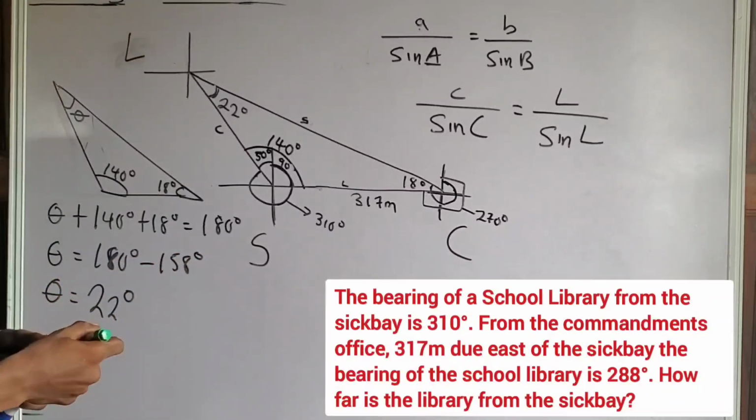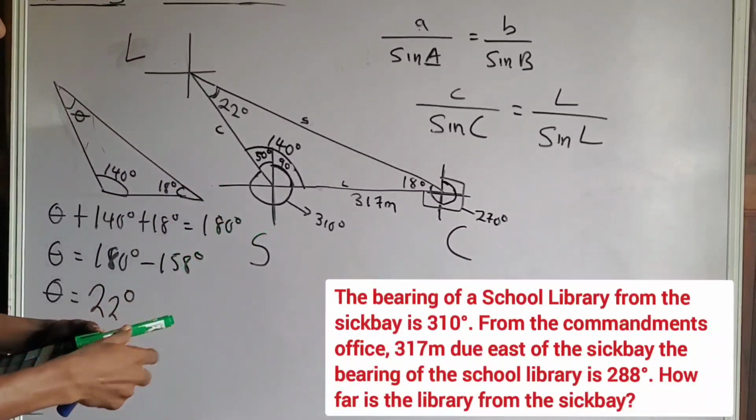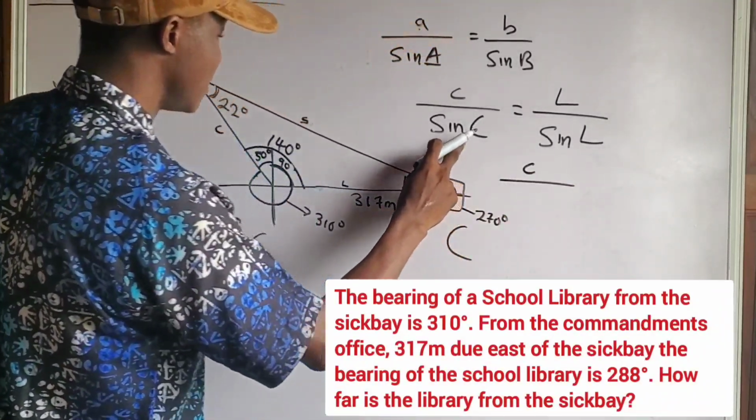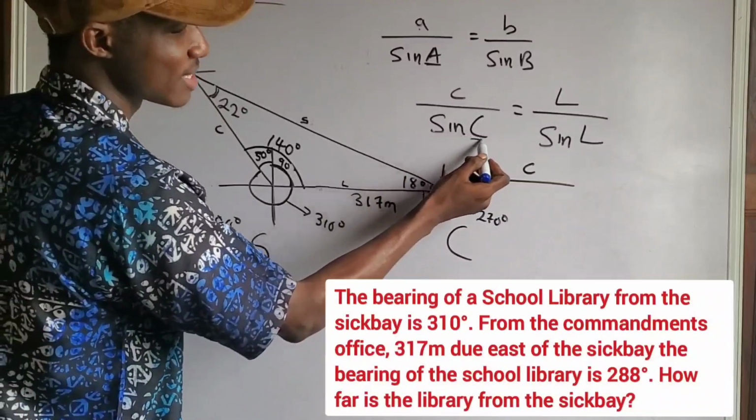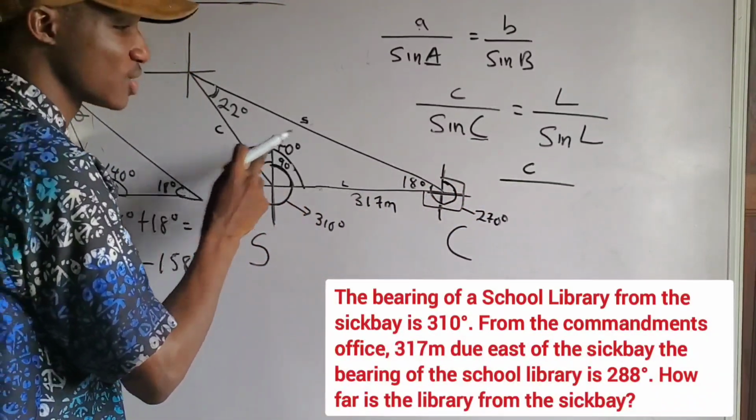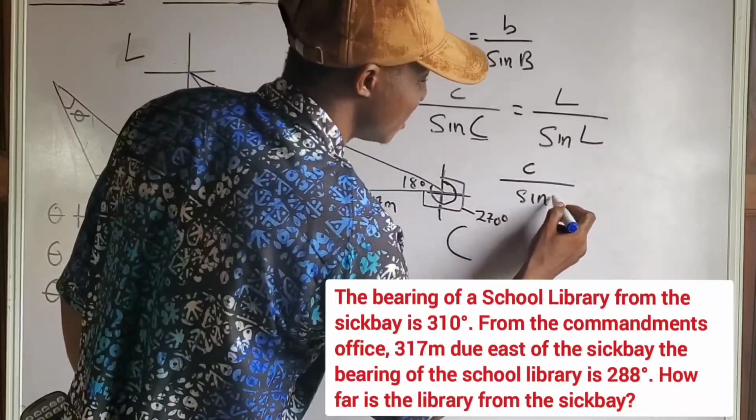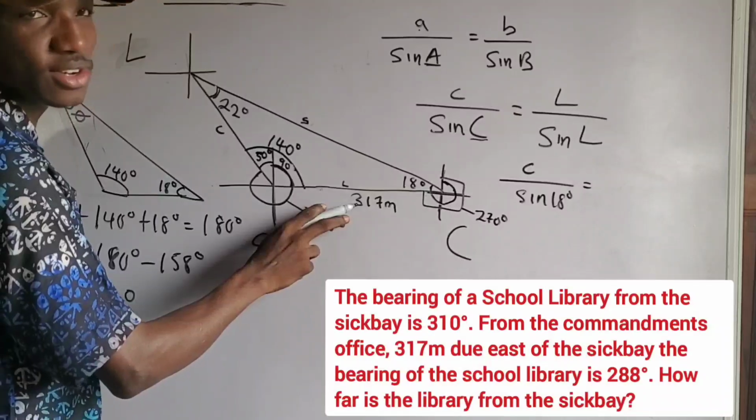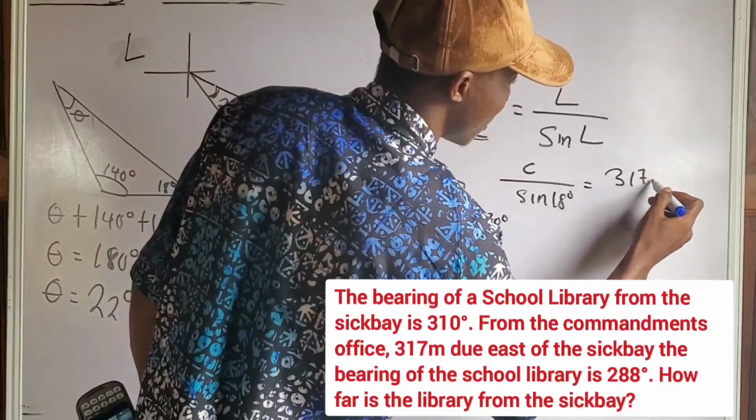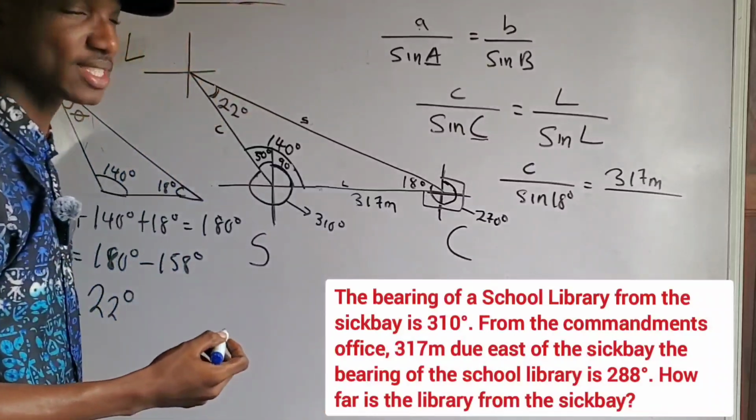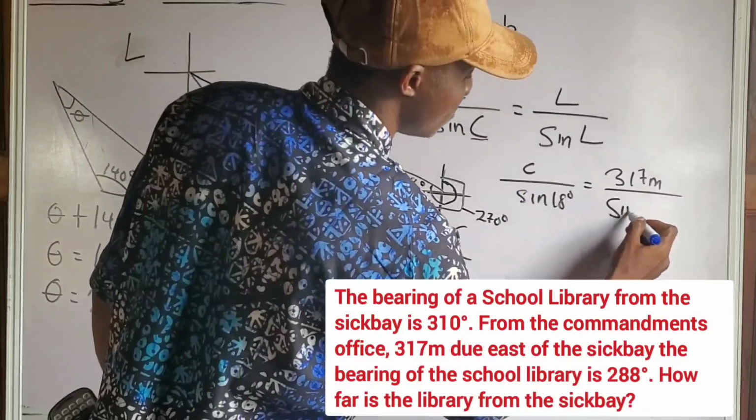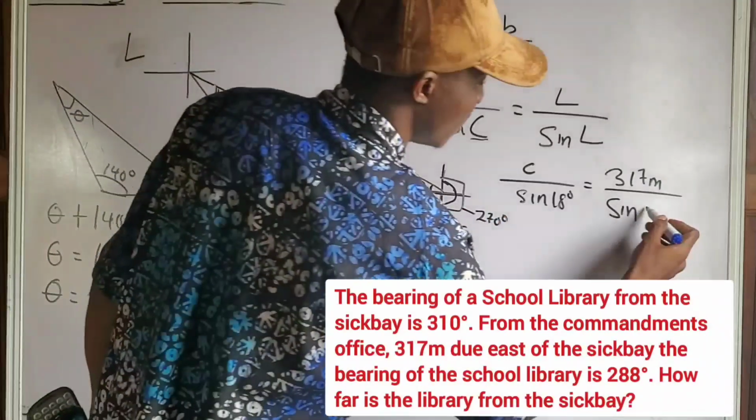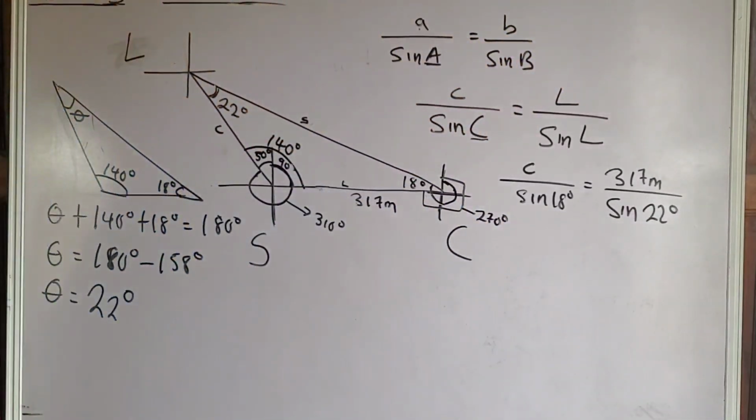So we can easily determine the value of line LS. We don't know the value of c, so let's represent c over sine C. Capital letter C is the angle that side c faces. Don't forget. So the angle is what? 18 degrees. So I'm going to have sine 18 degrees equals l. Small letter l is 317 meters. Sorry, the unit is meters. Are you getting it? So all over sine L, capital letter L now is what? 22 degrees. Do you understand?